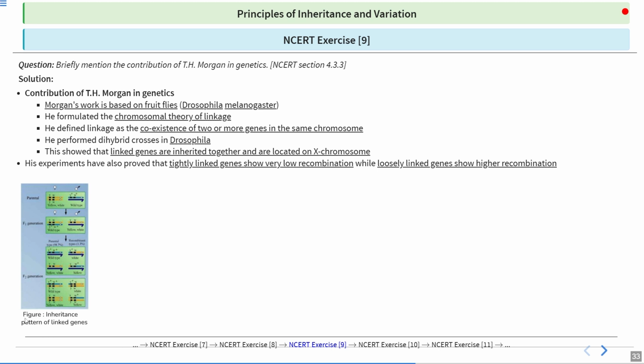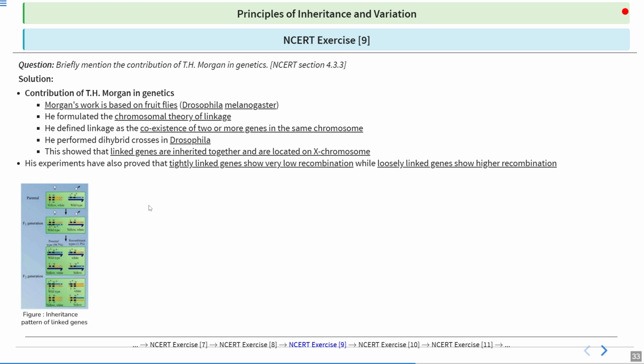Okay. So here you can see in this figure, this is showing you the inheritance pattern of the linked genes. So these are very tightly linked genes here. One is female, another one is the male. Male consists of XY chromosomes, female consists of XX chromosomes. You can see these Y and W genes. The distance between these two genes is very less. And you are getting more parental combinations. Parental combination is 98.7%. Recombinants are 1.3%. So these genes are very tightly linked. Okay. In another case, the genes can be loosely linked.